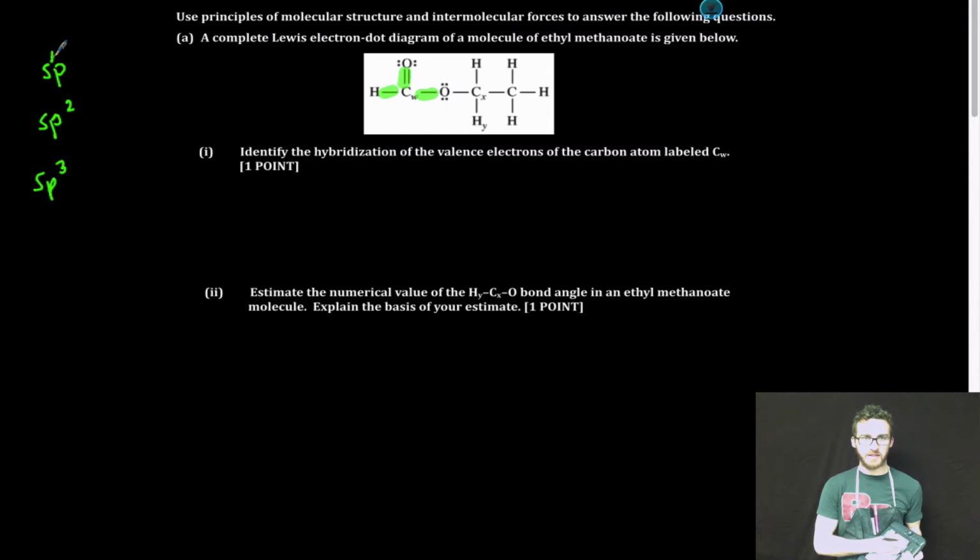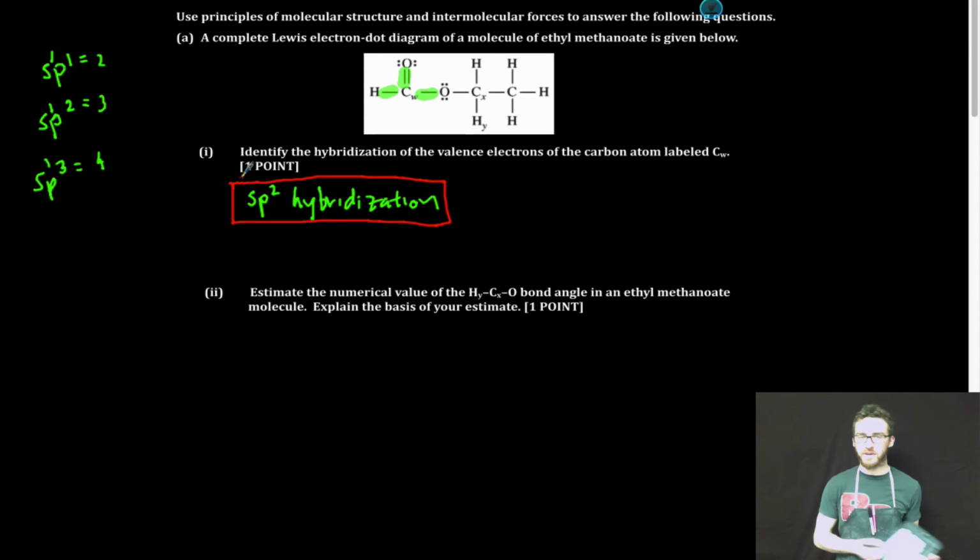So this is really S1P1, which would sum together and give us 2. S1P2 sum together and give us 3. S1P3 sum together and give us 4. I've got 3 regions of electron density, so the hybridization of the carbon atom labeled CW is sp2 hybridization. Boom. Side note, this is just a little shortcut method because we all know you've got so much time on the free responses.